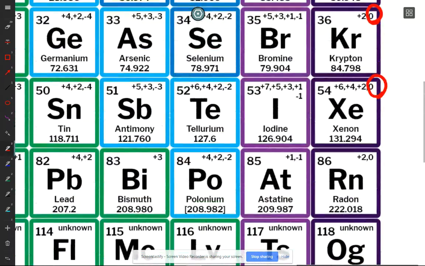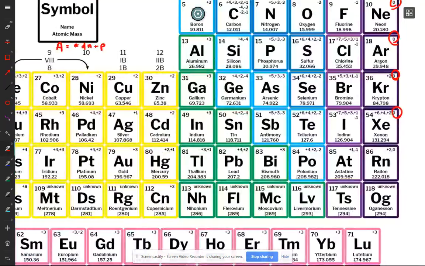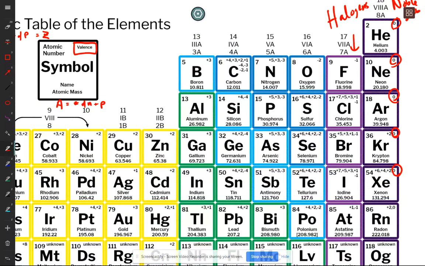And so fluorine is like your most reactive element. It's the one you want to stay away from the most because it really, really wants to have that extra electron.